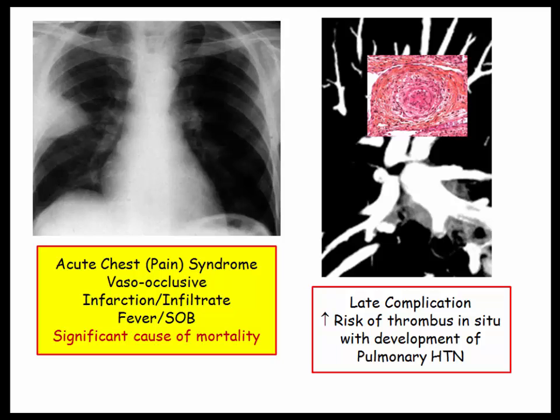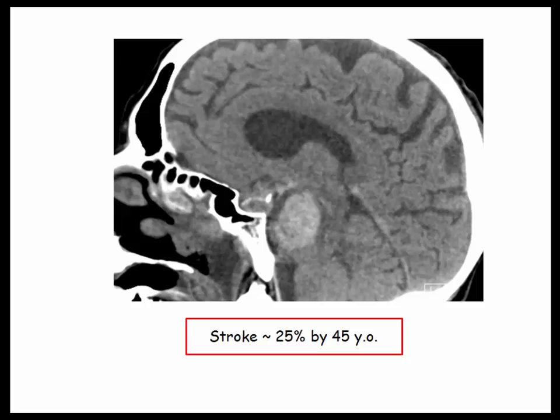As for the lungs, the patient may present with acute chest pain syndrome. This is a vaso-occlusive manifestation that can result in pulmonary infarction. The only problem here is the patient presents with fever and shortness of breath. It makes it hard to distinguish from pneumonia. Pulmonary hypertension may develop over time in these patients from recurrent vaso-occlusion. And finally, stroke is common. Clinically, this is a huge deal. 25% with CNS pathology by age 45. That's a very big deal, but doesn't appear as a big focus by the NBME.